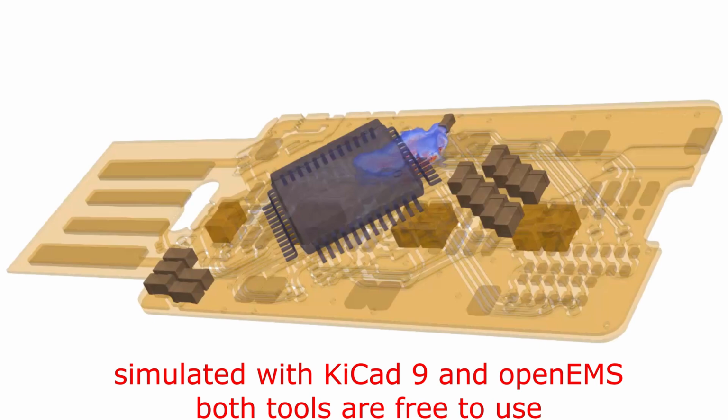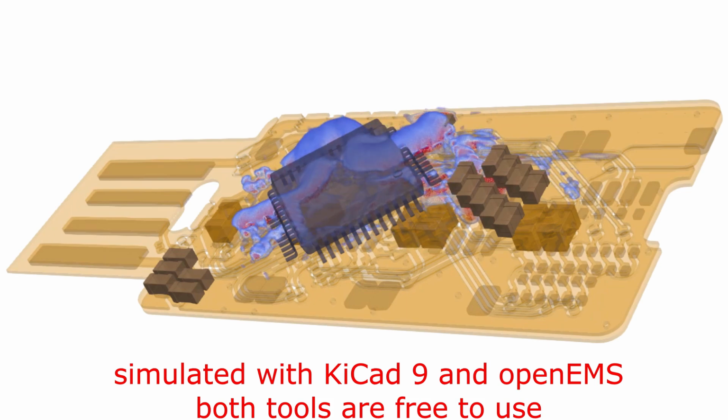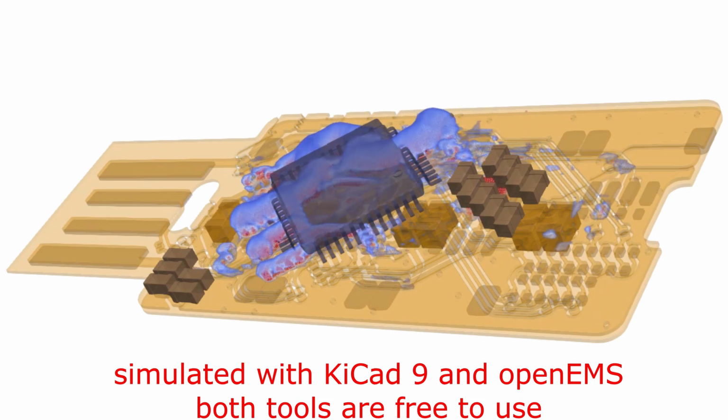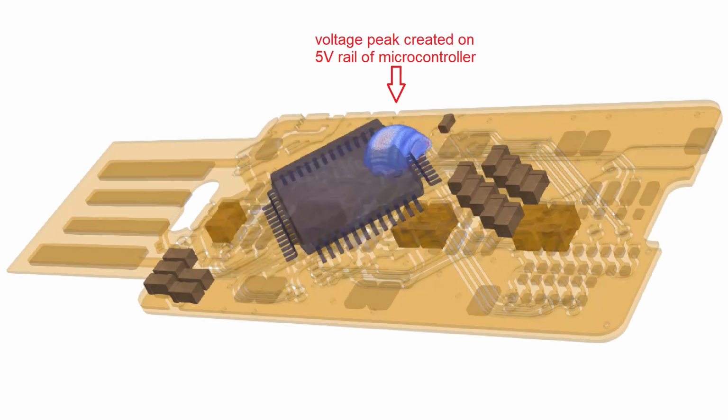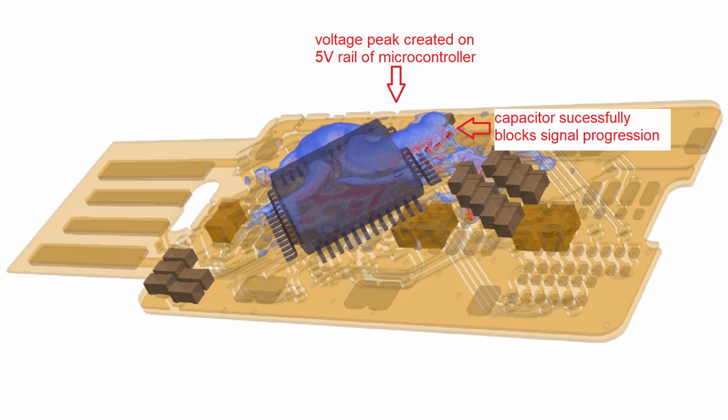KiCad 9 is now available, and it received some amazing updates that make it much easier to set up electromagnetic field simulations with openEMS. In this simulation, the microcontroller creates a voltage peak on its 5V pin. But because the layout was not perfectly thought through, the signal gets partly blocked by this capacitor. But as there is a second trace routed under the microcontroller, noise can escape and spread over the whole PCB area.